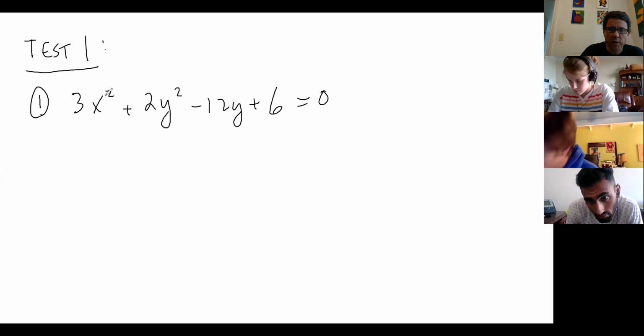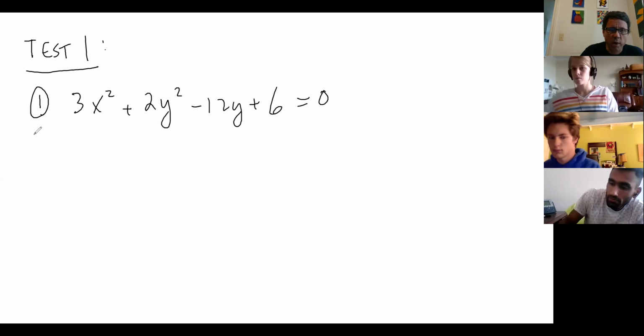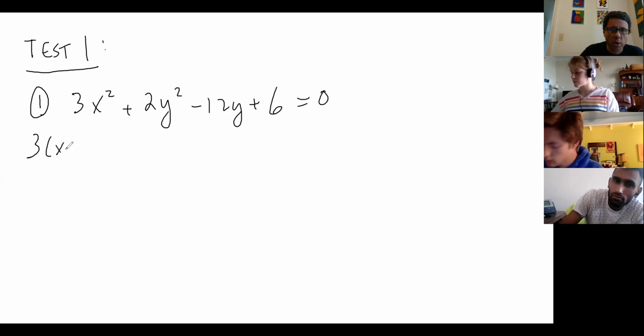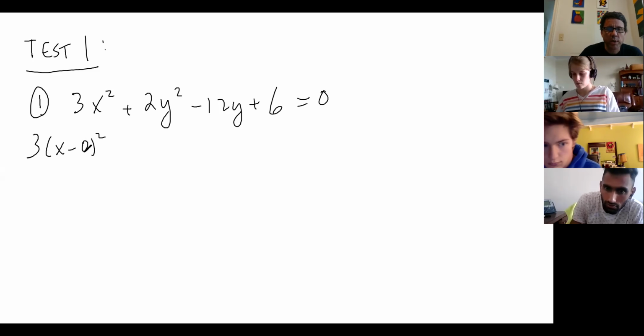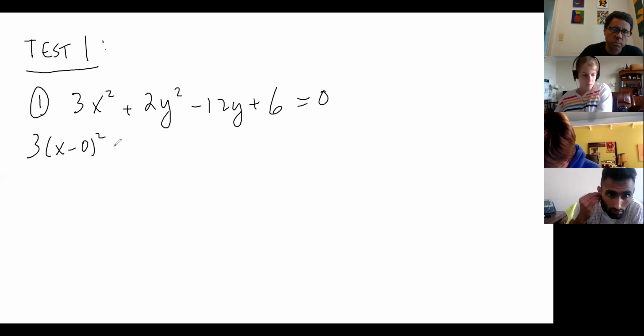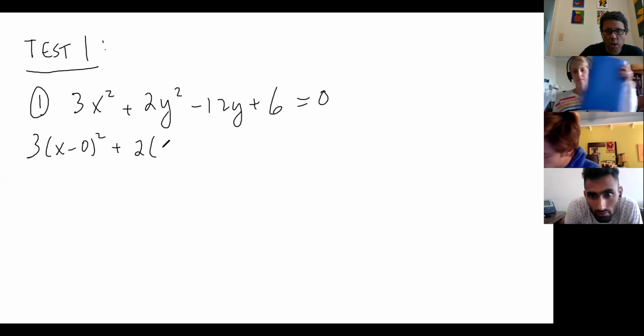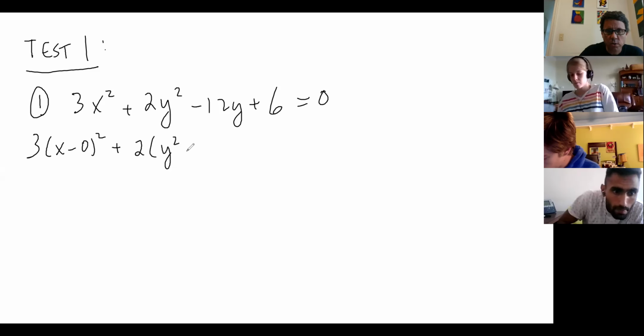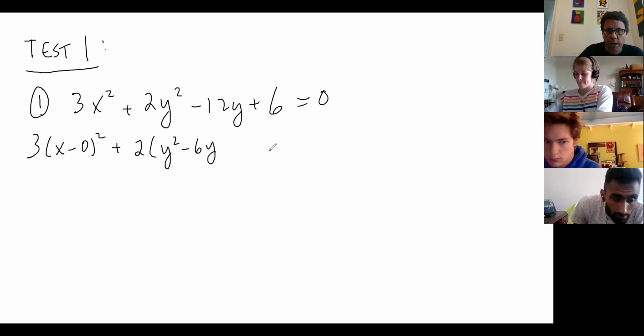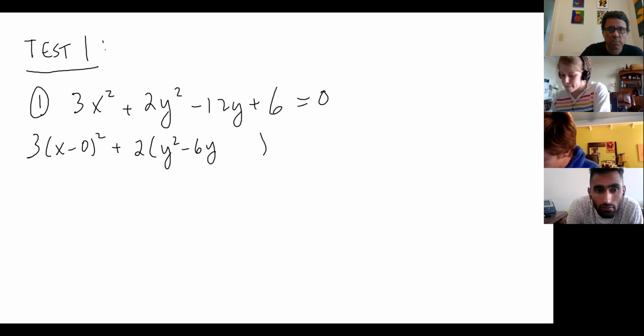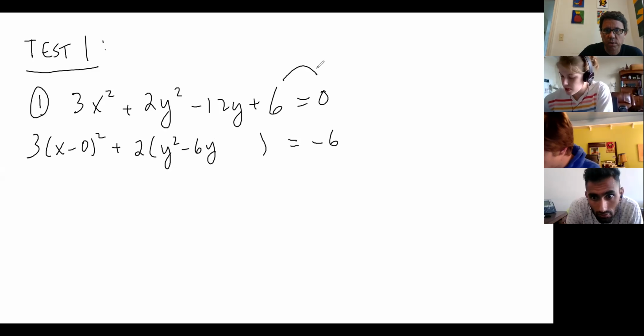we've got the x squared, and that's fine. We have a y squared and a y, so there's going to have to be some completing the square in there. We want to write this one as 3 times x minus 0. See the center? The 2 can be factored as y squared minus 6y. Leave a little bit of space. And then the 6 we can move to the other side.